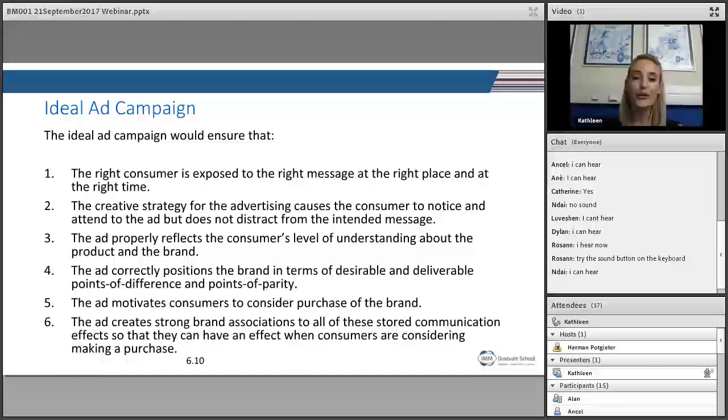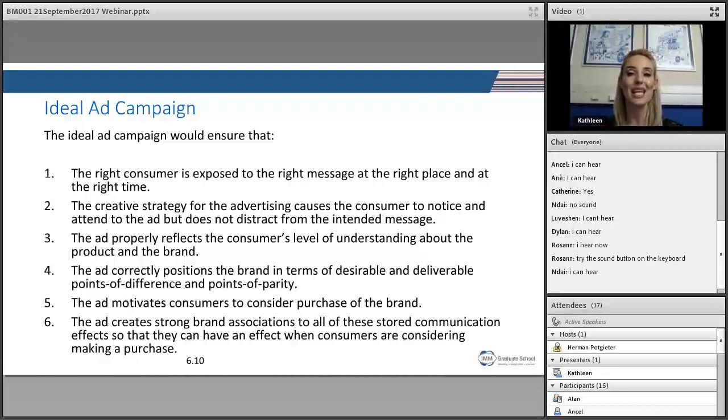Number 2, the creative strategy for the advertising should cause the consumer to notice and attend to the ad, but it should never distract them from the intended message. So we don't want the creative element of the advertising to actually draw attention away from our brand and our brand message. Thirdly, the ad should properly reflect the consumer's level of understanding about the product or the brand.